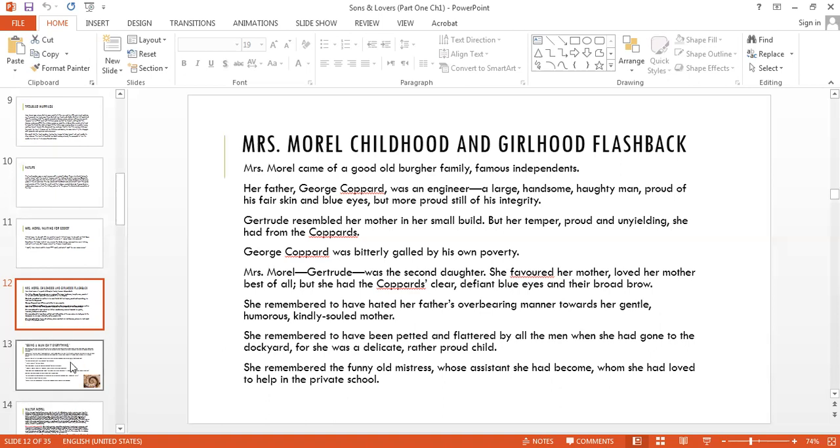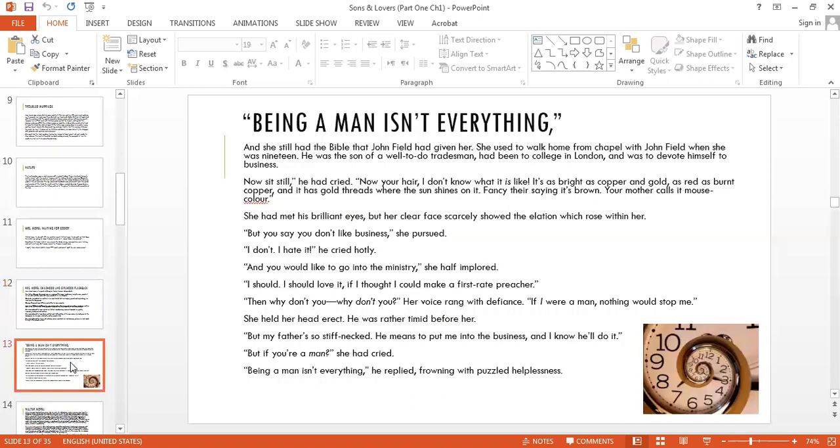She remembered when she was a school teacher and how she taught in private school. By the way, D.H. Lawrence's mother is the same. She came from the same family, and Lawrence himself was a school teacher. So her flashback moves not only to her childhood, it moves to her girlhood when she was first in love with John Field, who is the man who gave her a Bible as a present. She kept it to herself, and she cherished the very moment that he gave it to her.